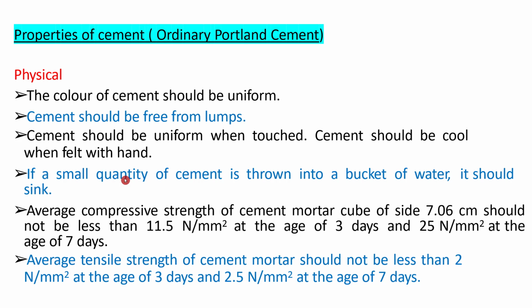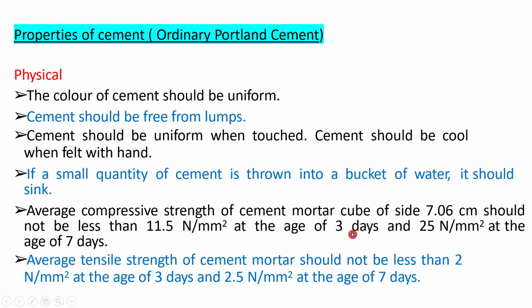The average compressive strength of a cement mortar cube of side 7 centimeter should not be less than 11.5 Newton per mm square at the age of 3 days and 25 Newton per mm square at the age of 7 days. That means, we have already seen the compressive testing of the cube. So we will make a cube with cement mortar. Cement mortar means only cement, sand, and water. So we'll make a cement mortar cube, and its strength will increase as the days increase.